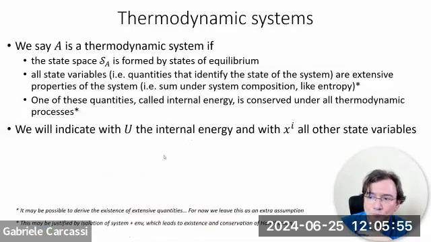To recover the other thing, we just basically say that A is a thermodynamic system if the state space is formed by states of thermodynamic equilibrium, and all the state variables are extensive properties of the system. And this is something that we might actually be able to recover. There are some hints that we should be able to show that if all the states are thermodynamic equilibria, we can find a set of extensive properties. We haven't done that yet, but it probably can be done because we've seen other people do similar things. And then the important thing is that one of these quantities is called the internal energy, and it's conserved under all thermodynamic processes. This is the only other requirement. We indicate U as the internal energy and Xi as the variables. Ideally, we should be able to recover the existence of the internal energy from the work that we've done in classical mechanics, meaning that it should be a requirement of the deterministic reversibility at a smaller scale. But again, it's something that we haven't done quite yet.